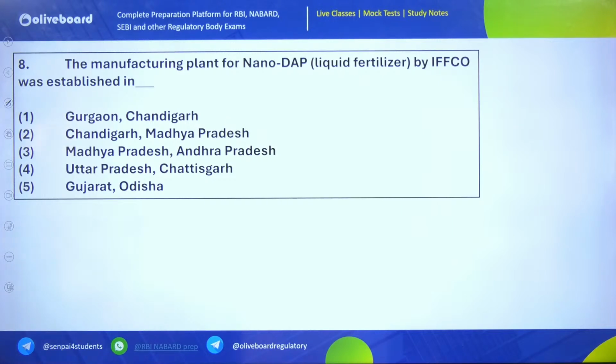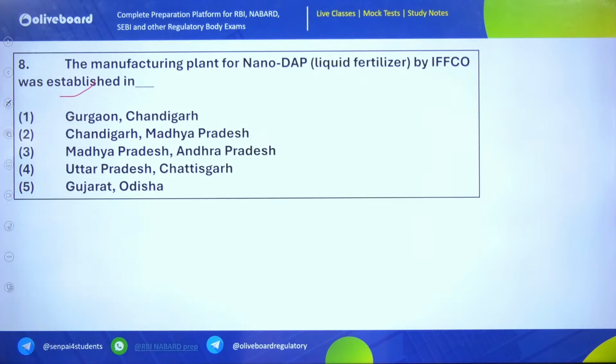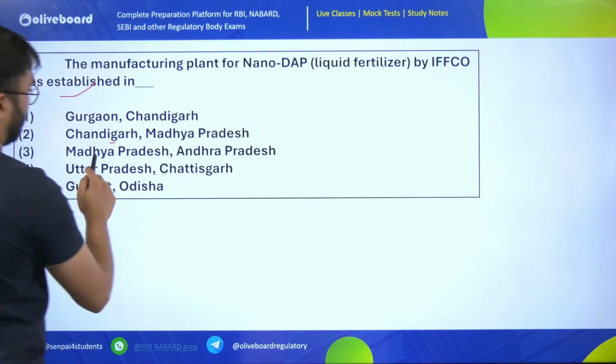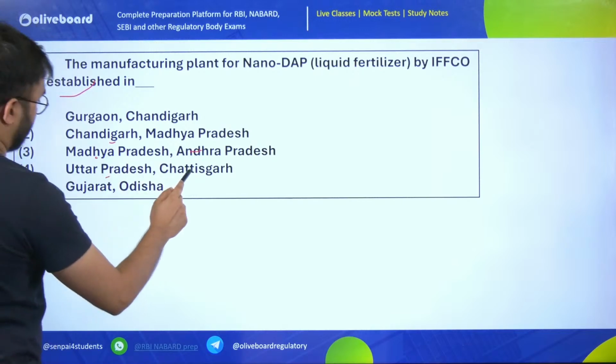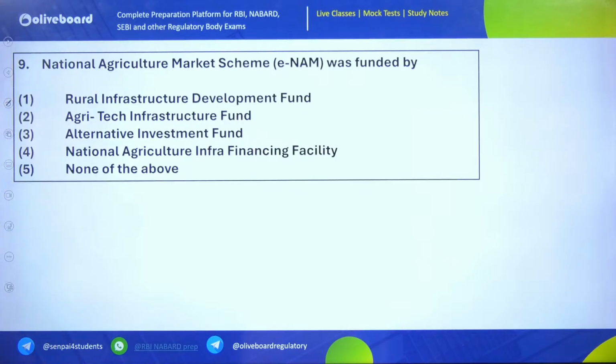So the manufacturing plant for nano DAP liquid fertilizer by IFFCO was established where? Gurgaon, Chandigarh, Madhya Pradesh, Andhra Pradesh, Uttar Pradesh, Chhattisgarh, Gujarat, Odisha. The answer is Gujarat and Odisha.